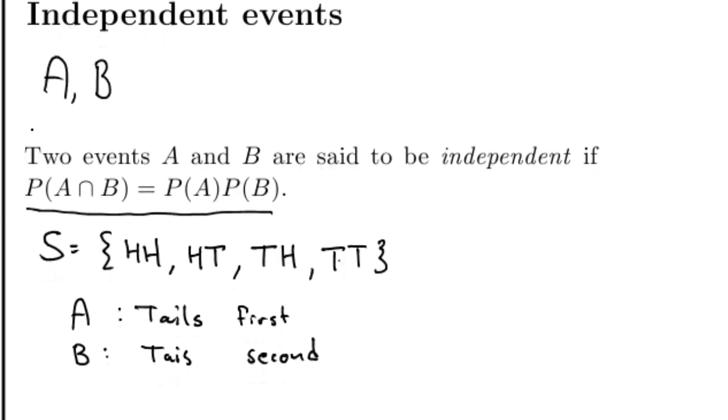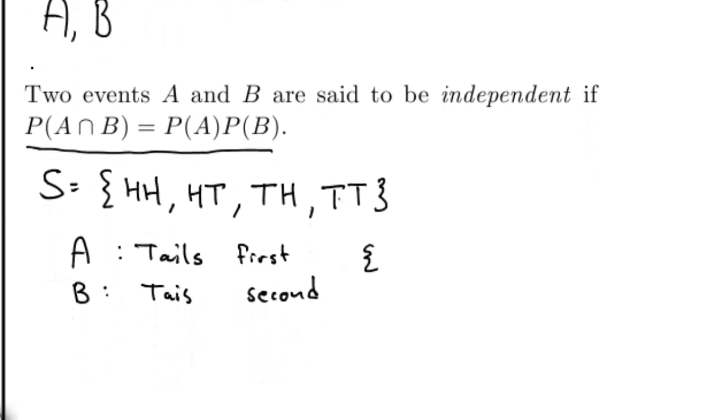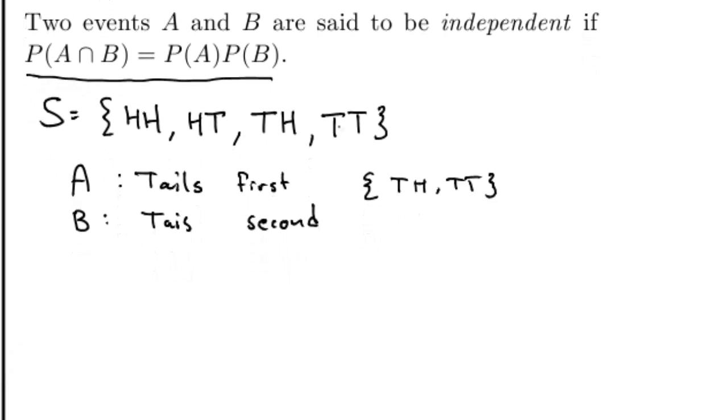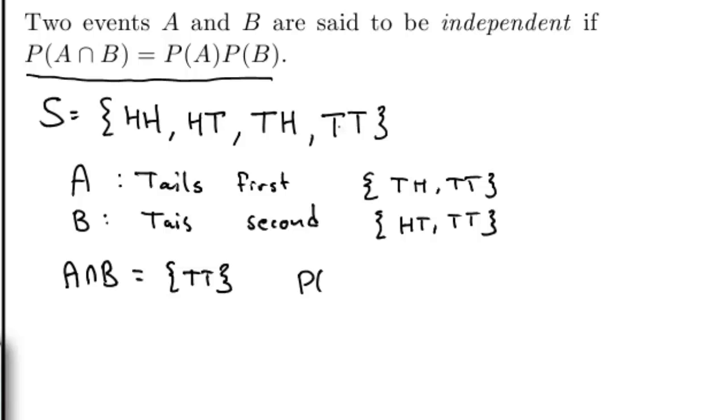The event A is tails in the first, so it contains two outcomes, tail head and tail tail. Event B, tails in the second, contains two outcomes as well, head tail and tail tail. A intersection B, the event that both are true, happens only if I get tails in both tosses. And so we see that the probability of A intersection B is 1 by 4, as A intersection B contains one outcome.